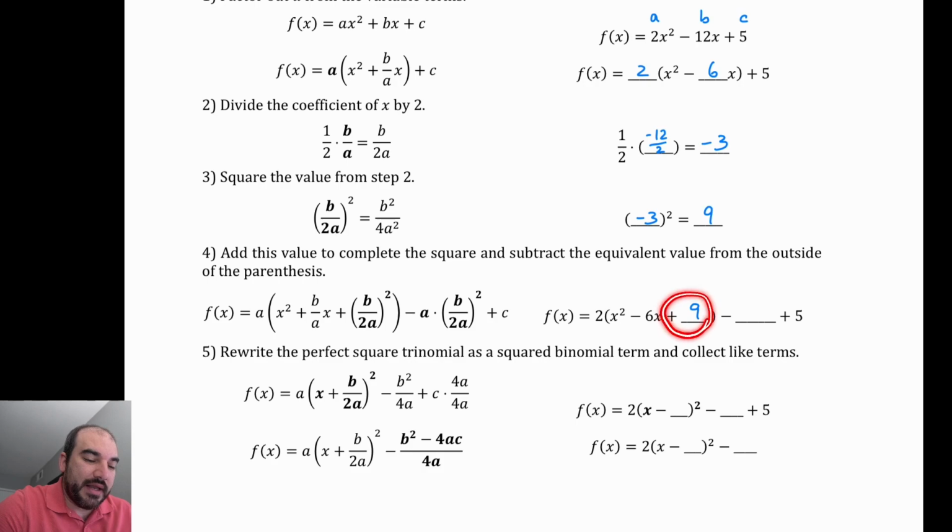Now, it looks like I added 9 here, but we actually didn't add 9 to this whole expression, right? By adding a 9 inside this parenthesis, what we've actually added is 2 times 9, because remember this 2 is going to distribute into this parenthesis, right? So by adding a 9 in this parenthesis, we've actually added 18, because 2 times 9 is 18. So we have to subtract 18 outside the parenthesis. Or we should probably write it as 2 times 9 so that you know where that came from. 2 times 9 is what needs to be subtracted outside because we added 2 times 9 in the parenthesis.